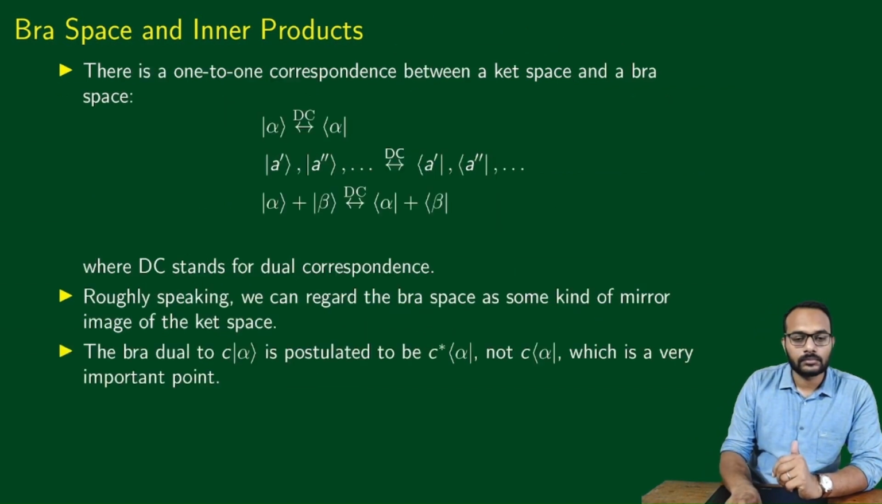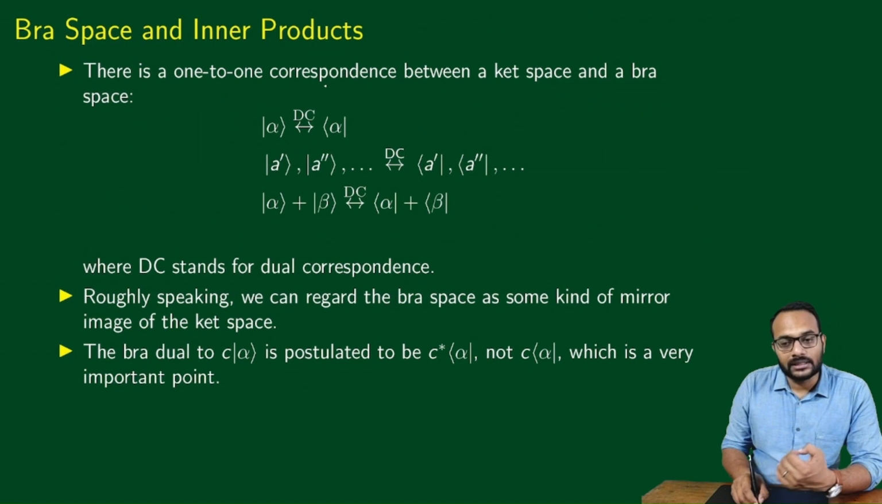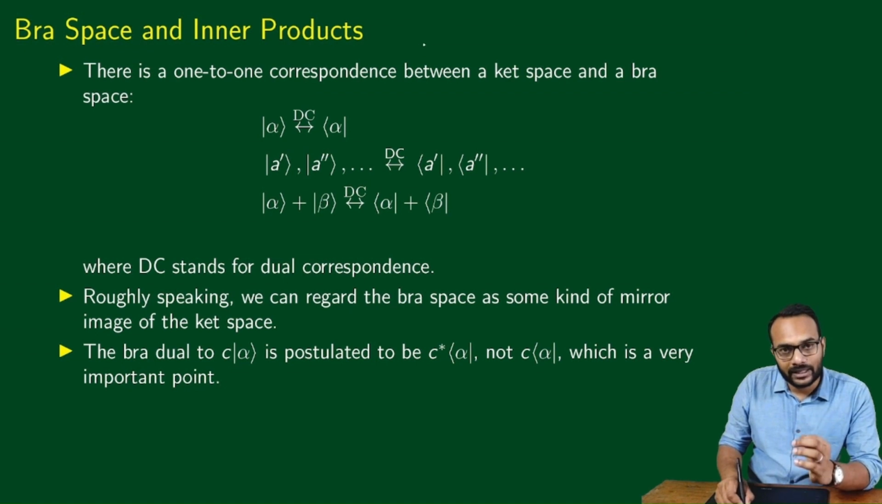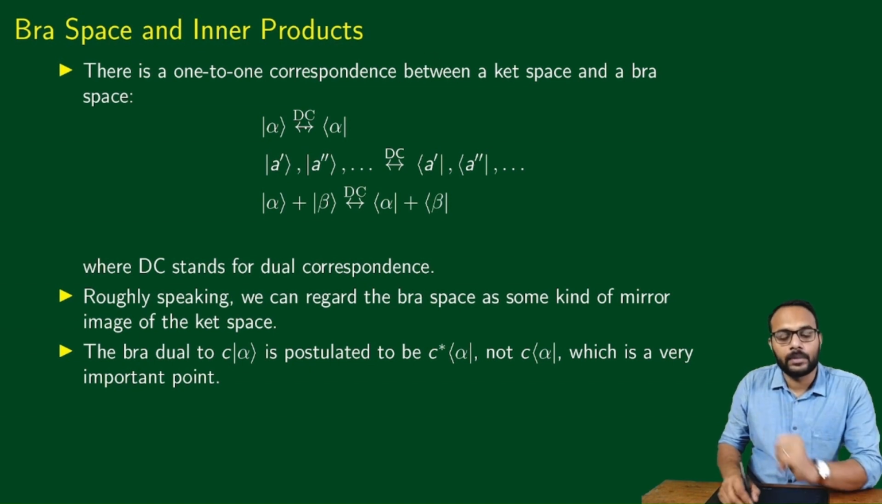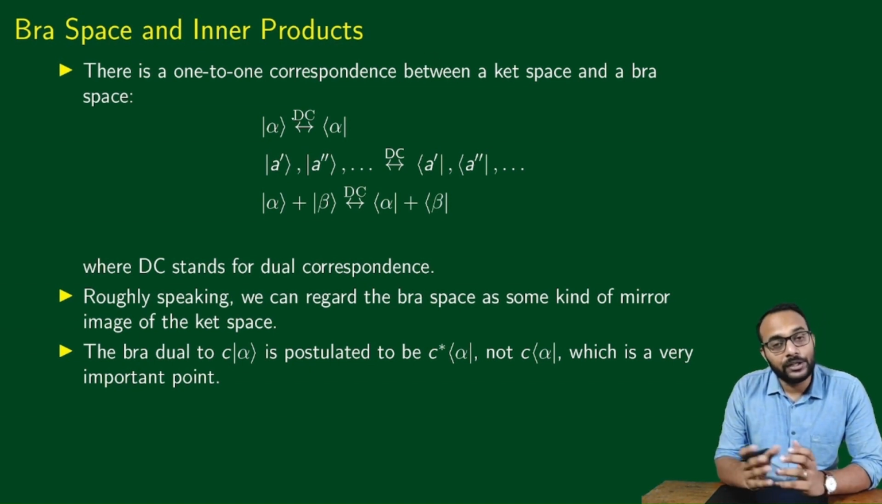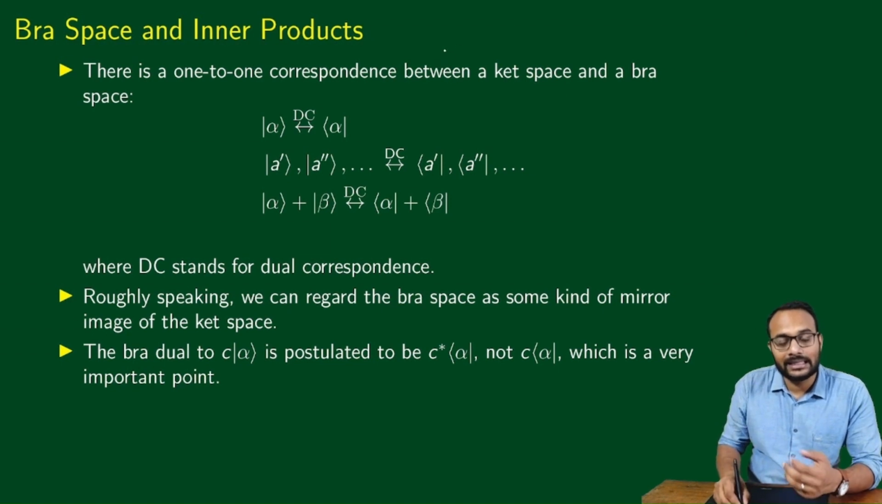Now the idea is that there's a one-to-one correspondence between a ket space and a bra space, which means that corresponding to every ket there is a single bra. Corresponding to every ket there is a bra. So this is a one-to-one correspondence: corresponding to one ket there is one bra.